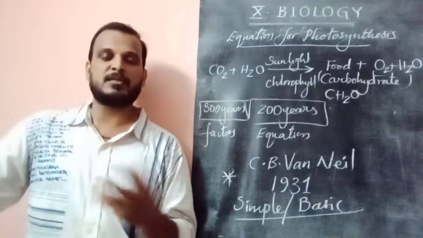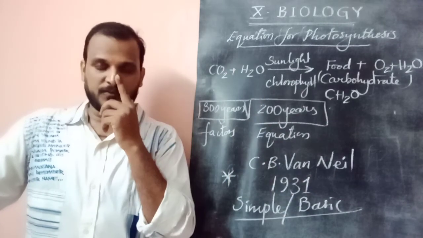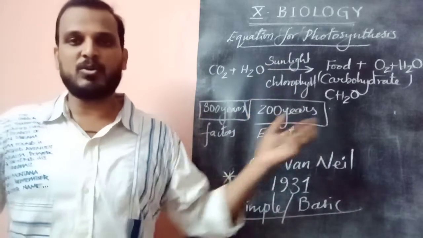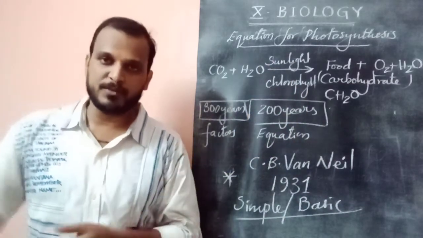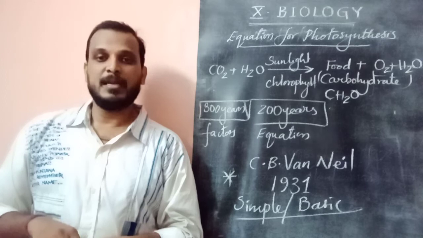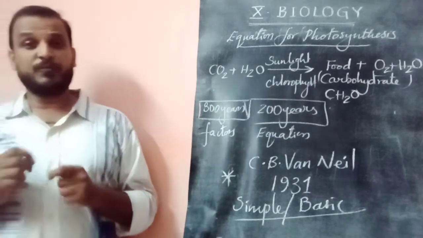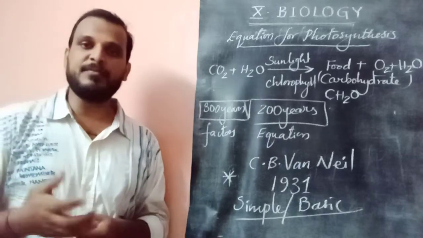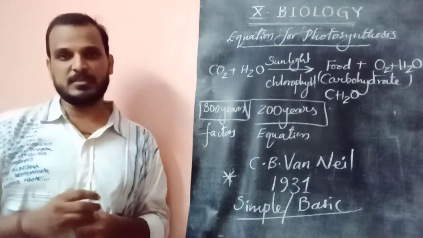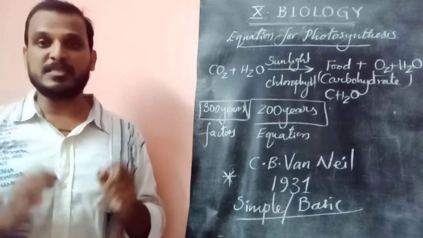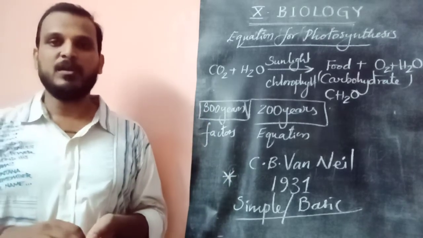You can also construct it in a simple way by observing this. By using carbon dioxide, water, sunlight and chlorophyll, they prepare an important food called carbohydrate. Later we will see its advantage. Here the important thing is who for the first time succeeded in giving the equation for photosynthesis. C.B. Van Niel. In which year? 1931. What is this kind of equation called? Simple or basic equation of photosynthesis.